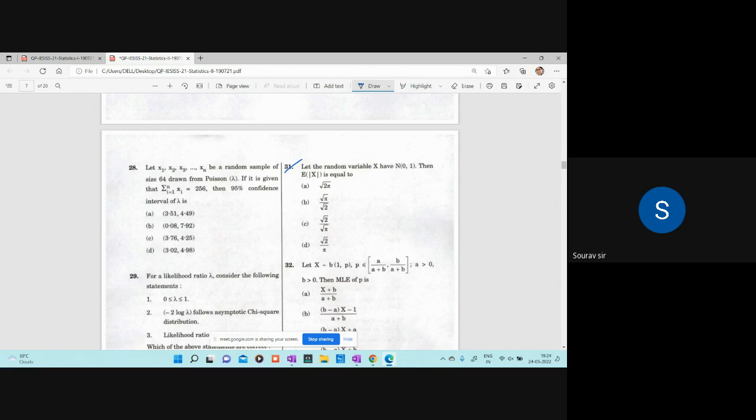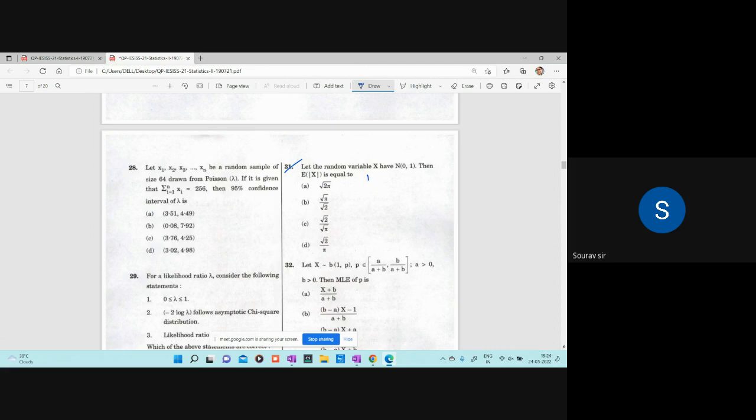C. How did you get this? By the formula. Which formula? Mean deviation. Okay, the mean is stated as 0 over here.